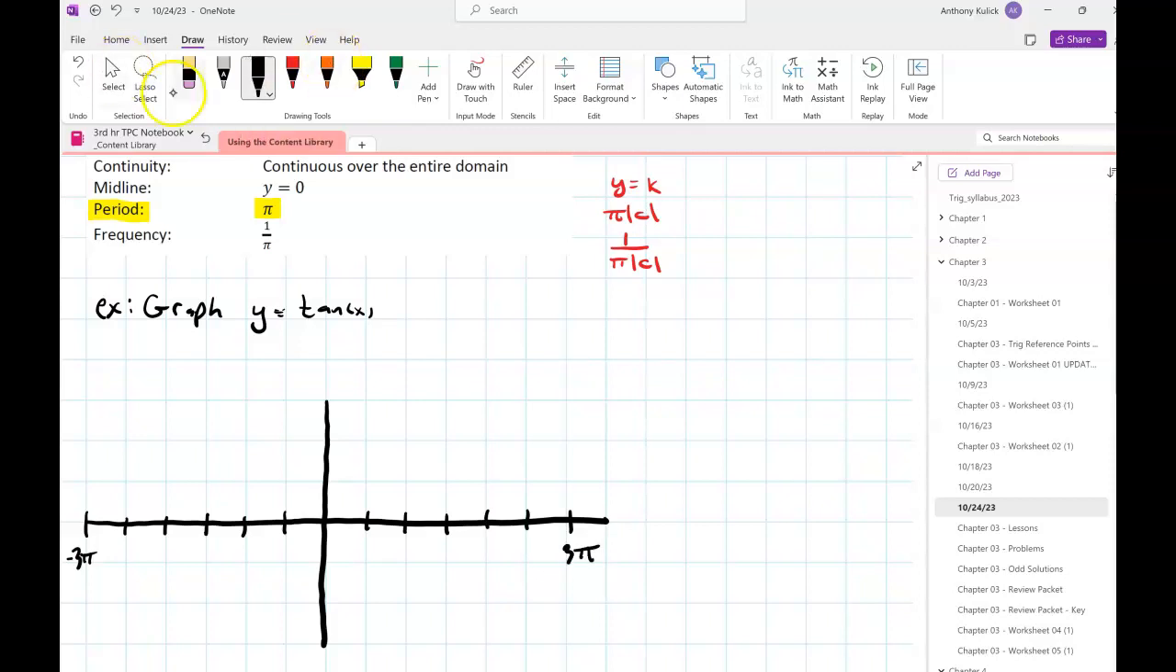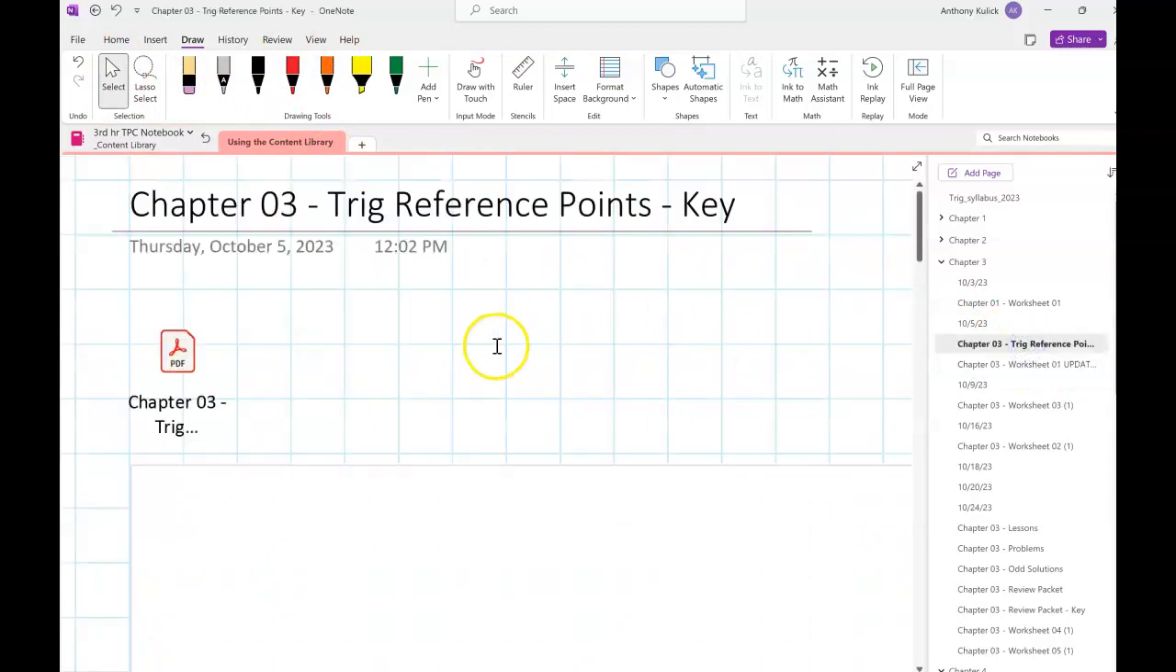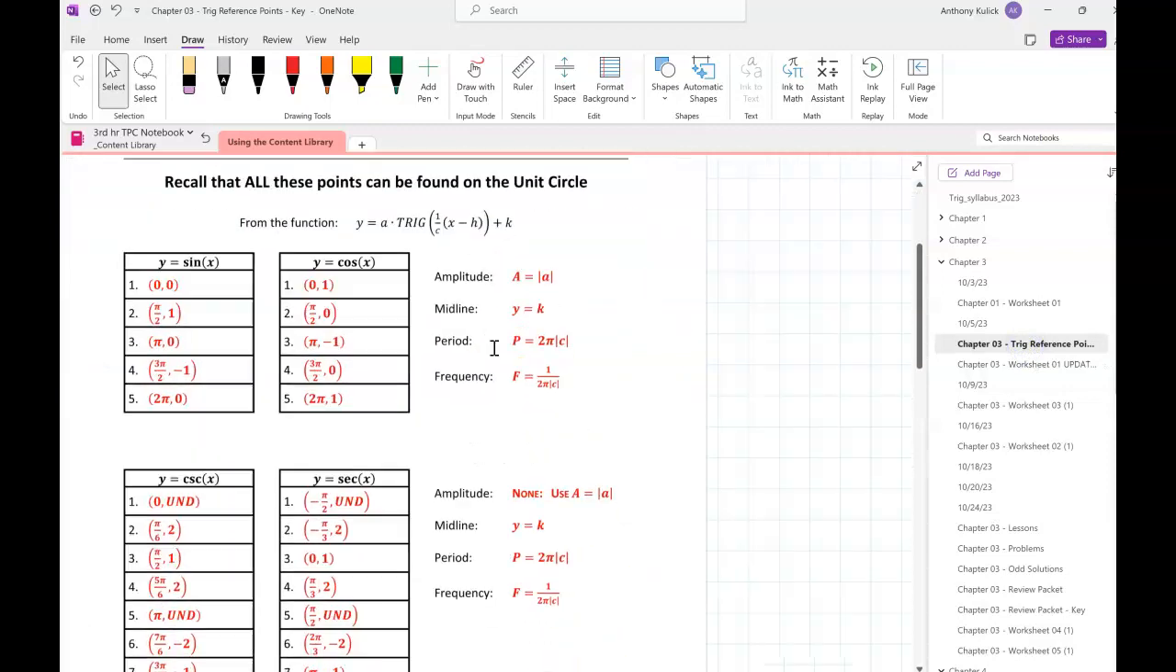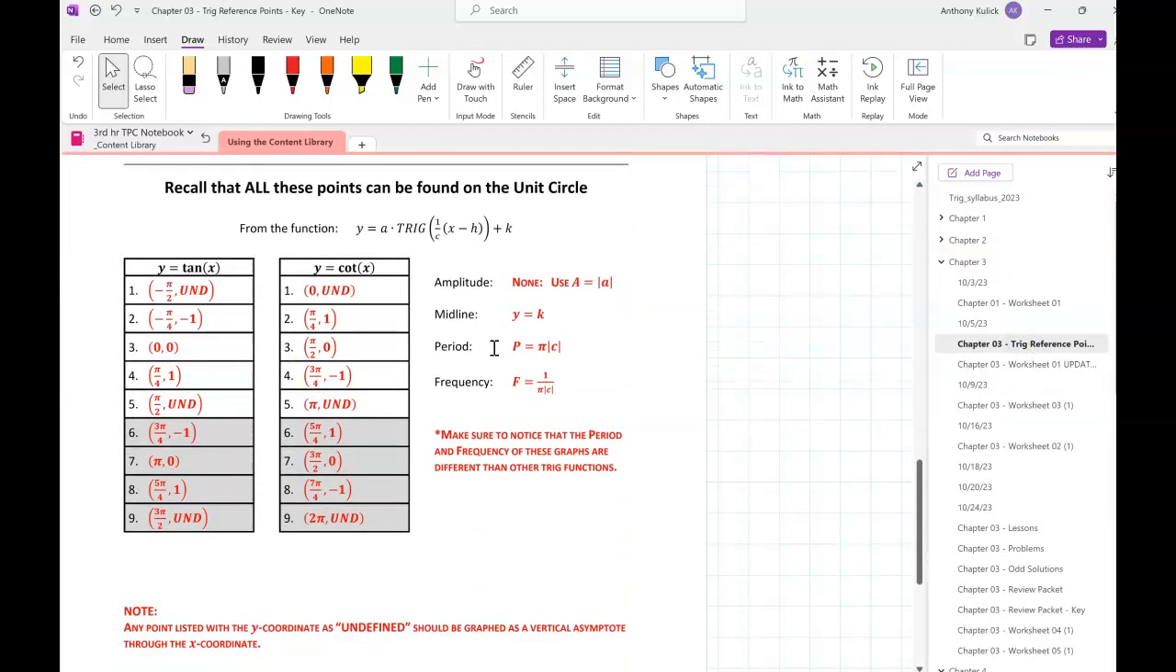So if I go to graph tangent, I'm going to go to my reference points sheet that I gave you guys earlier in this chapter. I'm going to go down to my tangent points, and those are going to be the values that I'm going to be graphing. So at negative pi over 2, tangent is undefined. At negative pi over 4, the y-coordinate's negative 1. At 0, the y is 0. At pi over 4, the y is 1. At pi over 2, we're undefined again.